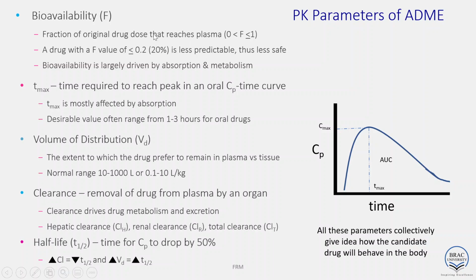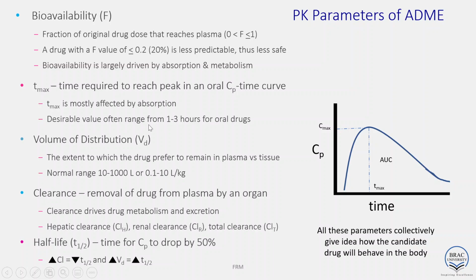And you know Tmax. What is Tmax? The time that is needed for the drug to reach its high concentration in the plasma. On the right side, this is a typical figure. This is mainly called the plasma concentration time curve, or more commonly, the Cp time curve.